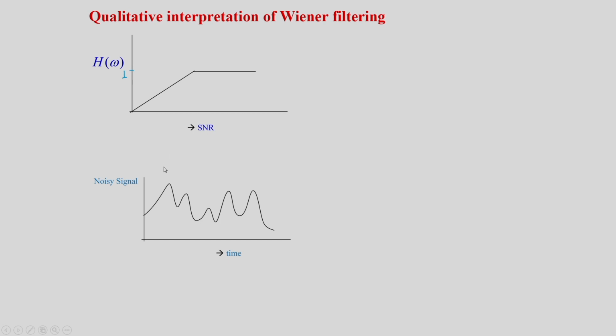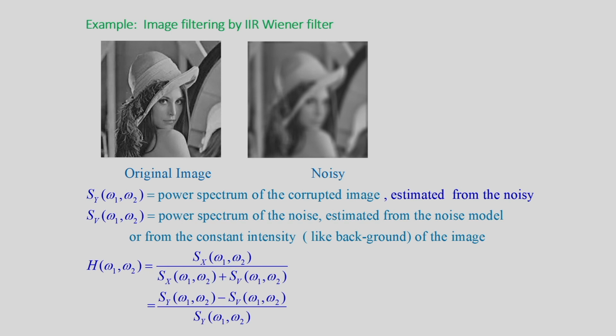So, that way we can show this, suppose we are considering the case of a sinusoid in the presence of noise. In this part of the data, the signal quality is good, therefore H omega will be equal to 1, and in this part of the data, the signal quality is low, SNR is low, therefore this transfer function will be equal to SNR. So, that way we can qualitatively interpret the action of the non-causal IIR Wiener filter.